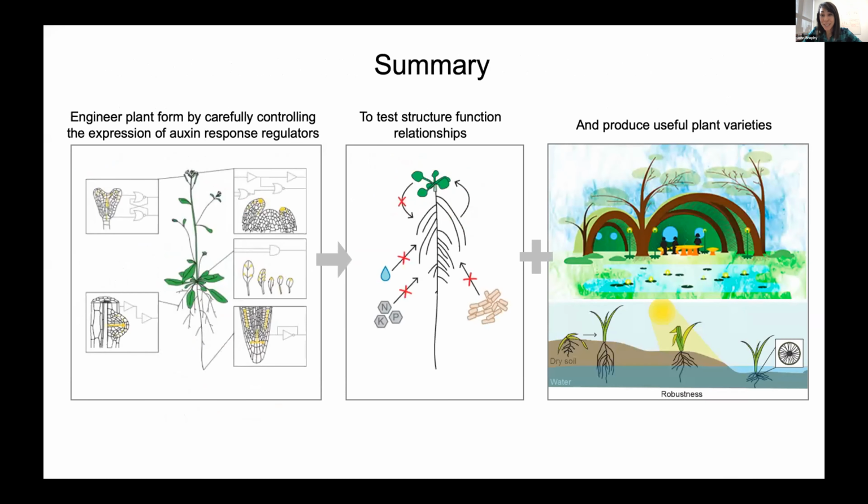Okay, so that's my crazy scheme for how to modify plant development. Just in summary, the goal would be to engineer plant form by carefully controlling the expression of mutant auxin response regulators, and you might want to use this to test structure function relationships or produce some new plant varieties. I'm just showing here a cartoon of one of the original but very ambitious goals of synthetic biology, which is to engineer trees so that they grow into homes by modifying their growth program.